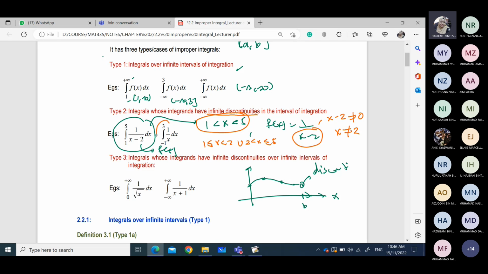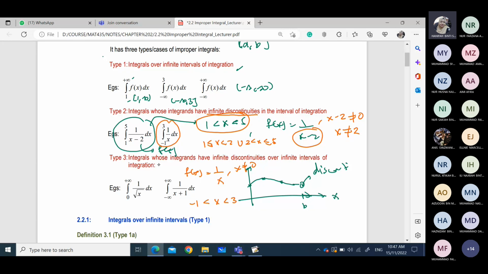Samalah juga dengan ni. For this example, we have this function, f of x equal to 1 over x. So we understood that x cannot be equal to 0. Okay, so based on this interval, x in between negative 1 to 3. Okay, so between negative 1 to 3, it has 0. Ada kosong dekat situ. Okay. Jadi apa you kena buat? You need to split off into 2 integrals, then we need to solve it. Okay. Right, so ini type 2.